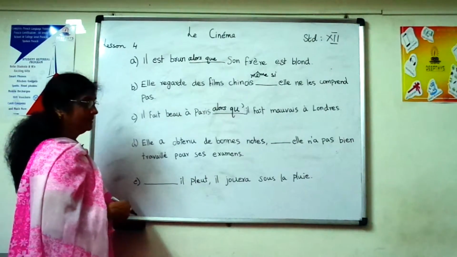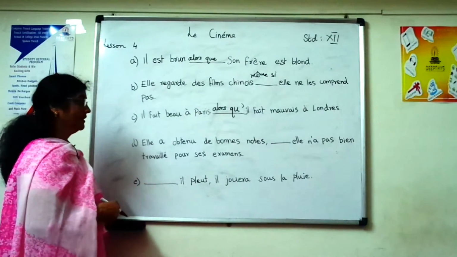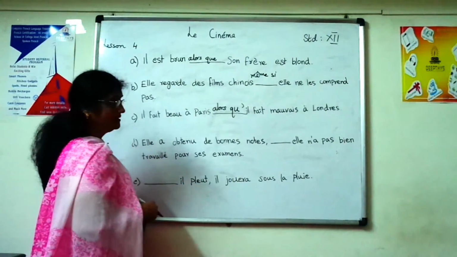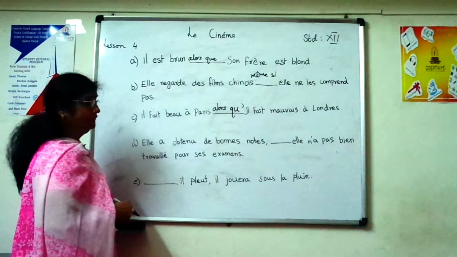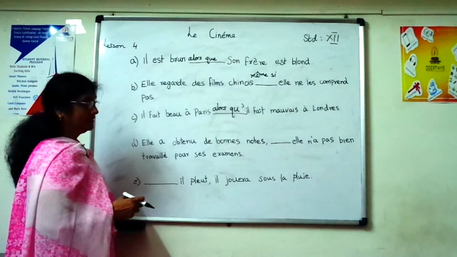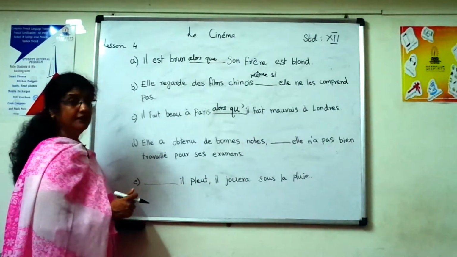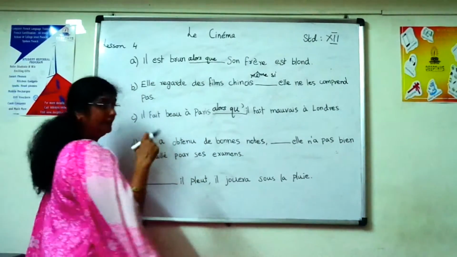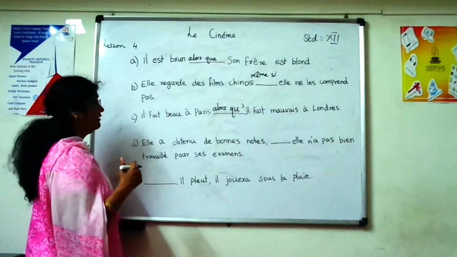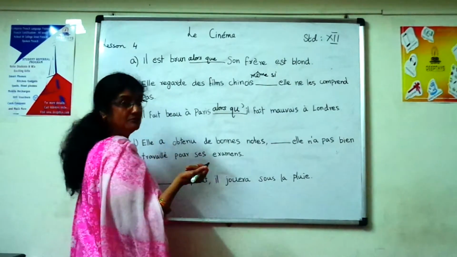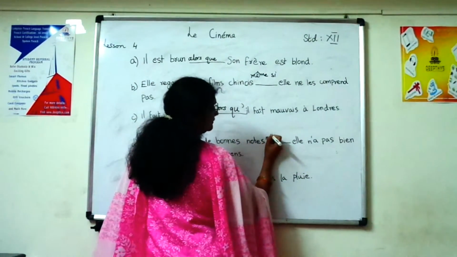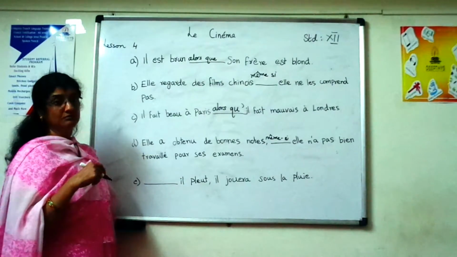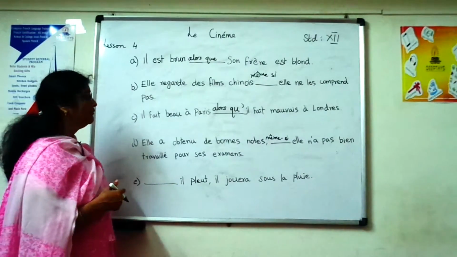Elle a obtenu de bonnes notes. Elle n'a pas bien travaillé pour ses examens. She got good marks. She did not work enough for her exams. So that she still obtained good marks and she did not work enough for her exams are related. So even if she did not work well for her exams, she got good marks. So you will write même si. Même si elle n'a pas bien travaillé pour ses examens, elle a obtenu de bonnes notes. So she got good marks even if she did not work well for her exams.